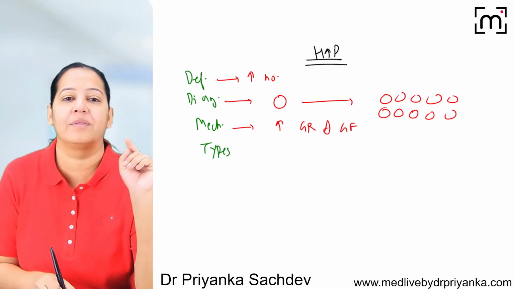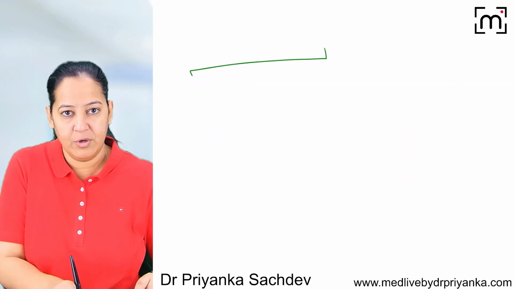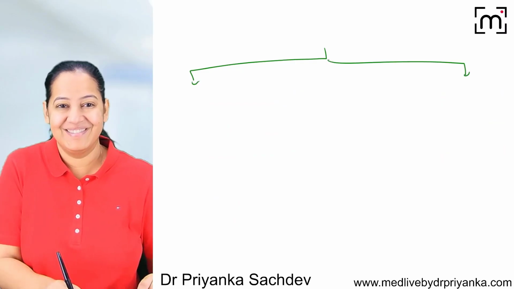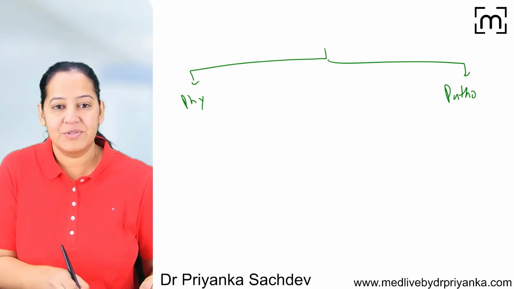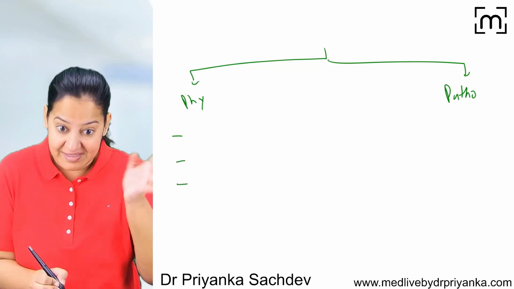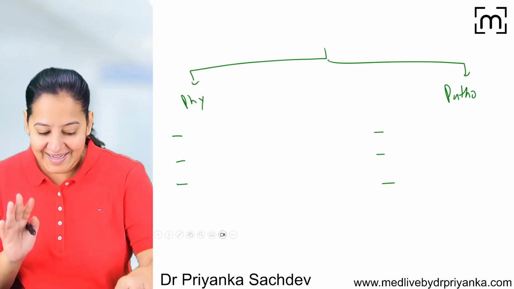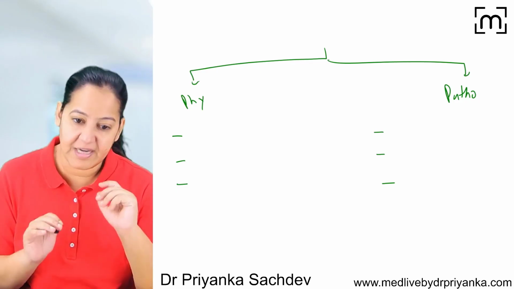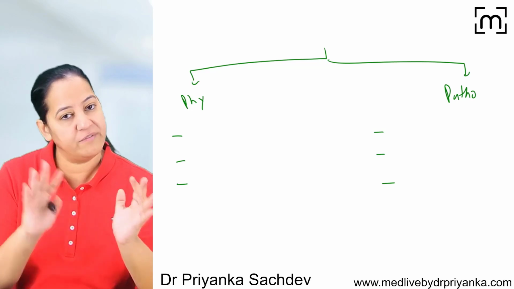Now coming finally to the types. In the types, I taught you there are two types, physiological and pathological. And you have to tell me three examples in each of them, with their stressor. These things are for your understanding in detail. You don't have to write every detail in your exam. You have to just write down the adaptation with their stressor.